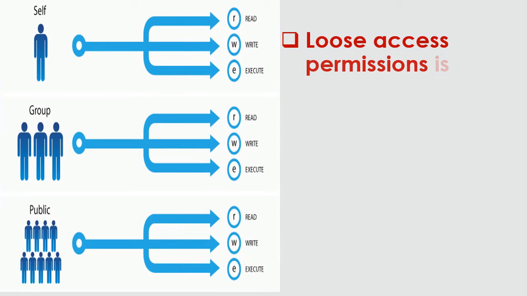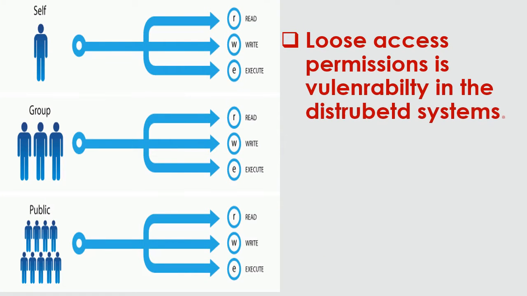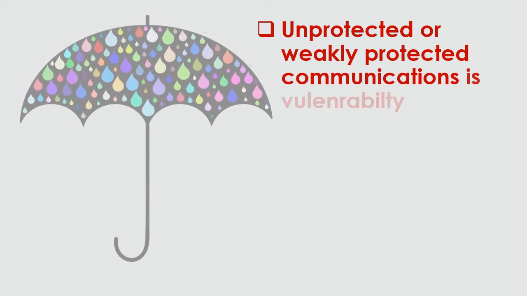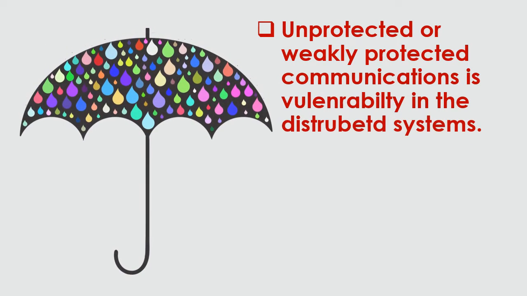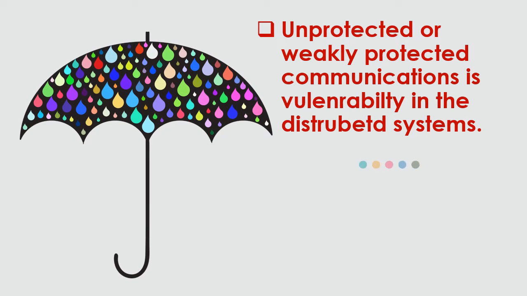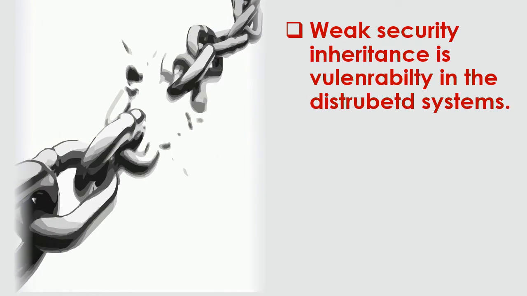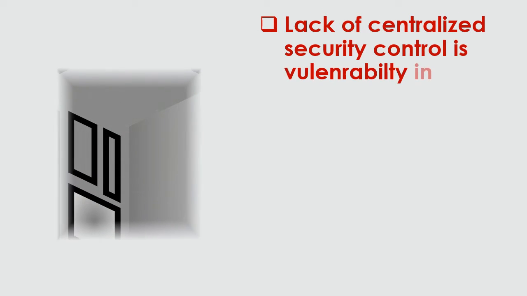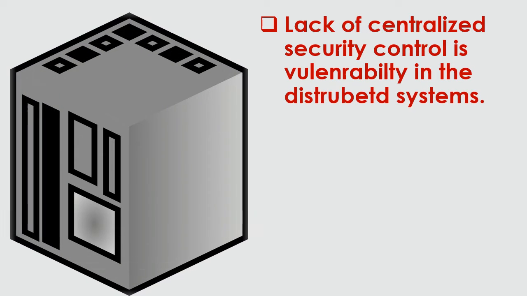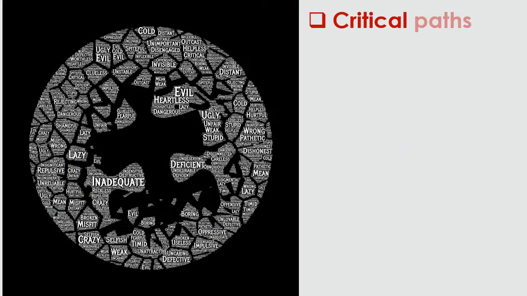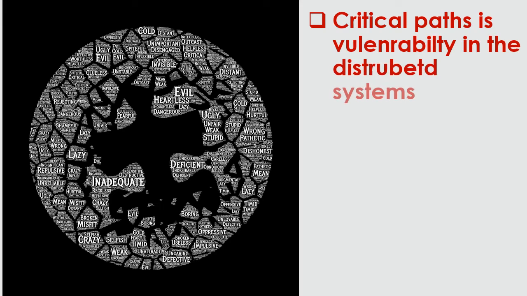Loose access permissions is a vulnerability in distributed systems. Unprotected or weakly protected communications is a vulnerability in distributed systems. Weak security inheritance is a vulnerability in distributed systems. Lack of centralized security control is a vulnerability in distributed systems. Critical paths is a vulnerability in distributed systems.